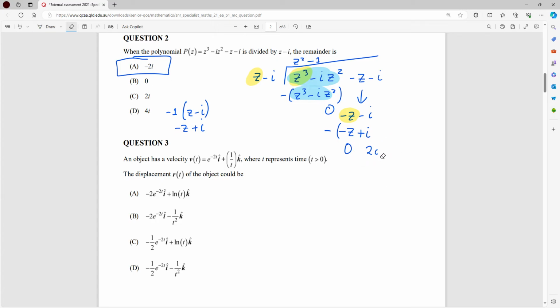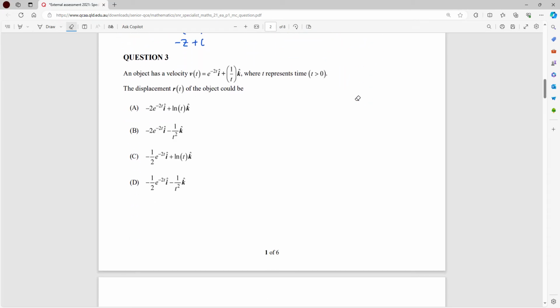If you have any questions about this question, leave something in the comments and I'll try my best to answer it. But let's take a look at question 3. An object has a velocity of v of t equals e to the minus 2t i plus 1 over t k, where t represents time. The displacement of the object could be.